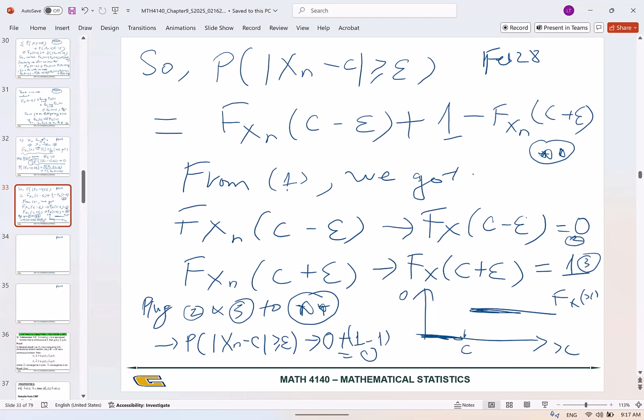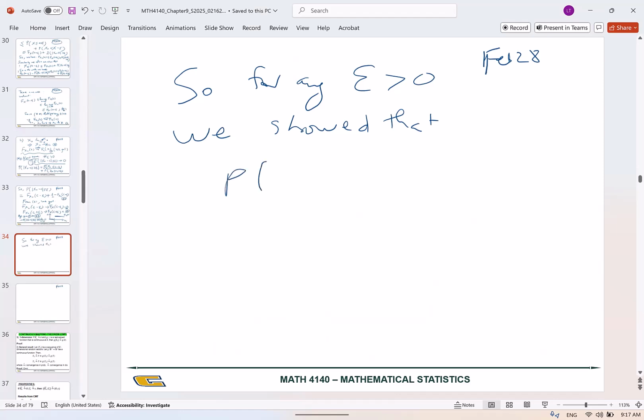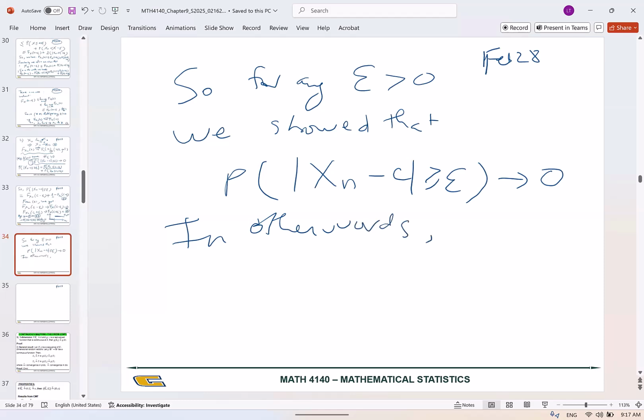So in other words, for any epsilon positive, we show that the probability of xn subtract c greater than epsilon tends to 0. In other words, we have xn converges in probability to c. So we just finished the proof for probability 2: if xn converges in distribution to a constant, it will lead to convergence in probability.